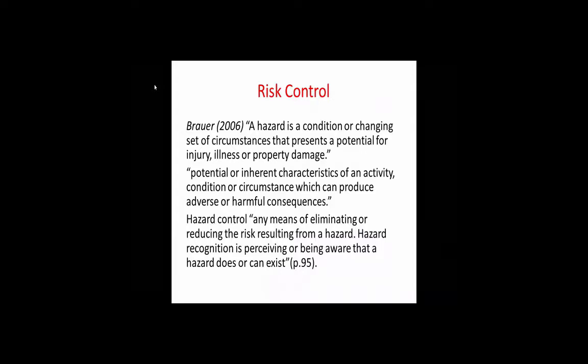Brewer talks about risk control and defines hazard as a condition or changing set of circumstances that presents a potential for illness, injury, or property damage. So this is now introducing another concept, and often we also see environmental damage brought into risk assessment parameters. It's a potential or inherent characteristic of an activity, condition, or circumstance which can produce adverse or harmful consequences. Hazard control is any means of eliminating or reducing the risk resulting from a hazard. Hazard recognition is perceiving or being aware that a hazard does or can exist.